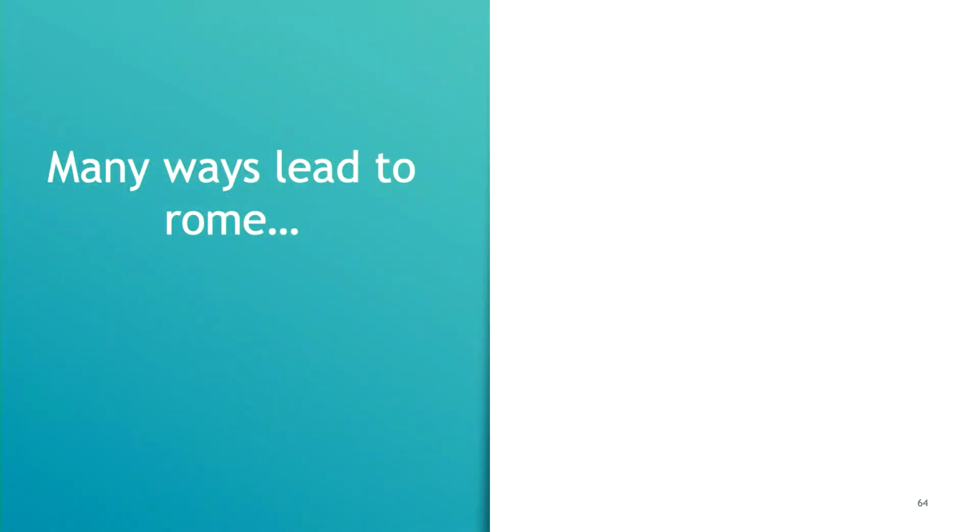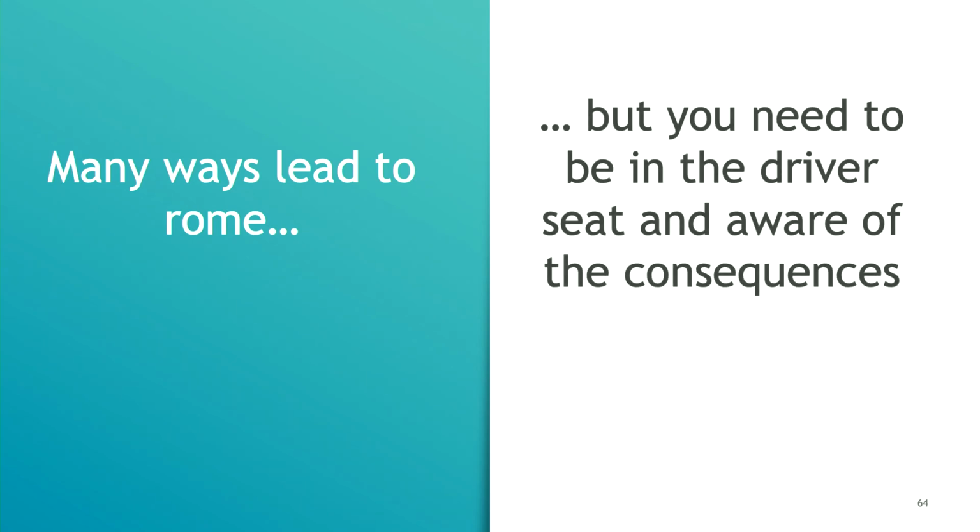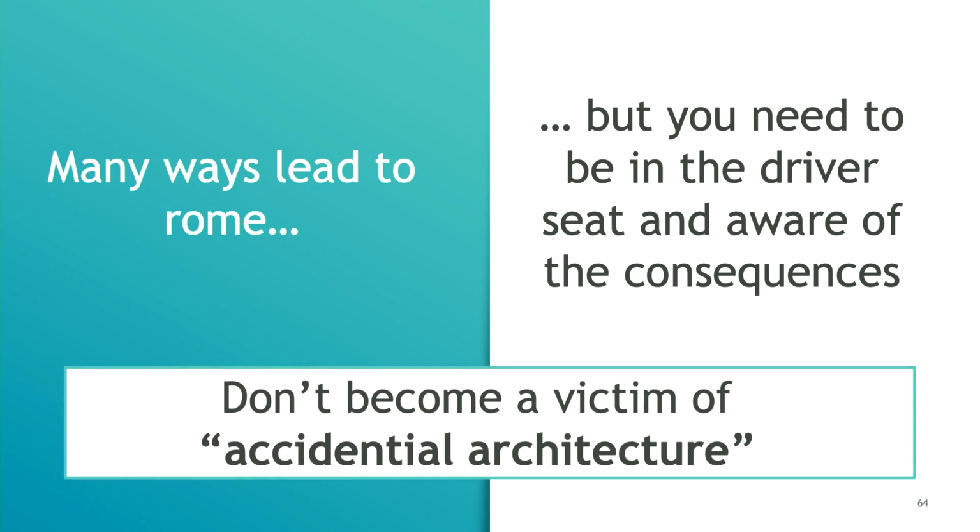That's the one thing that I want you to take away from this talk: there are many ways to achieve your goals. But you need to be in the driver's seat, and you need to be aware of the consequences of each of your decisions. The left side of the bell curve just didn't know any better. The other side of the bell curve was like, OK, I know the implications of doing that, and I accept the trade-offs for now. So just think about that when you're making decisions, and don't become a victim of accidental architecture.